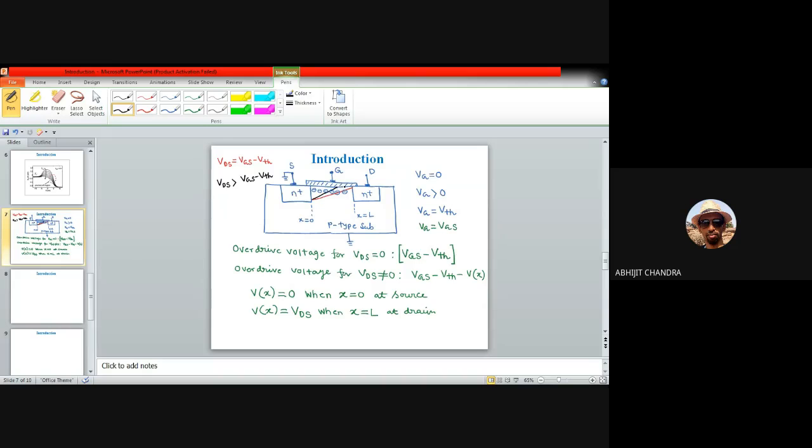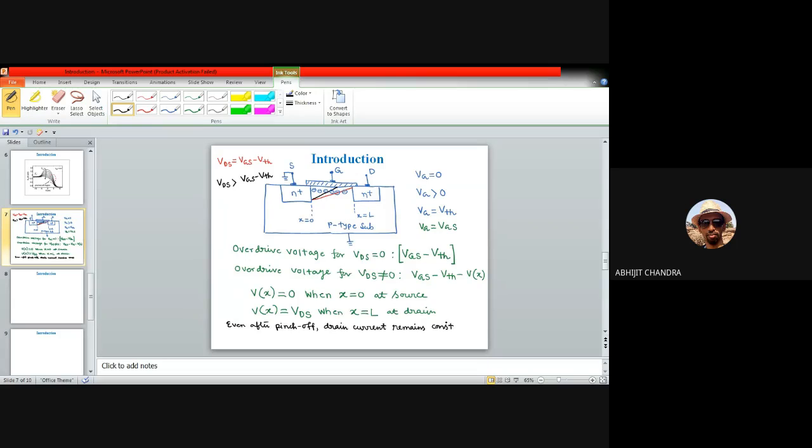But remember that during the pinch off, even if you increase the value of VDS from the saturation value, the corresponding current will remain constant. So why is the current constant? In order to answer this question, I think it will be better if I write down the statement. So even after pinch off, the drain current, or drain to source current, so it will be better to name it drain current, remains constant.